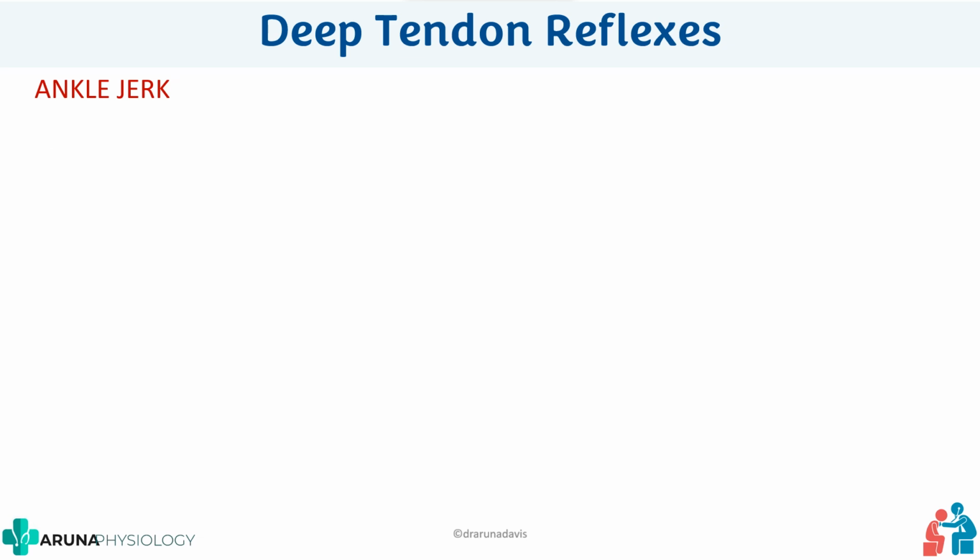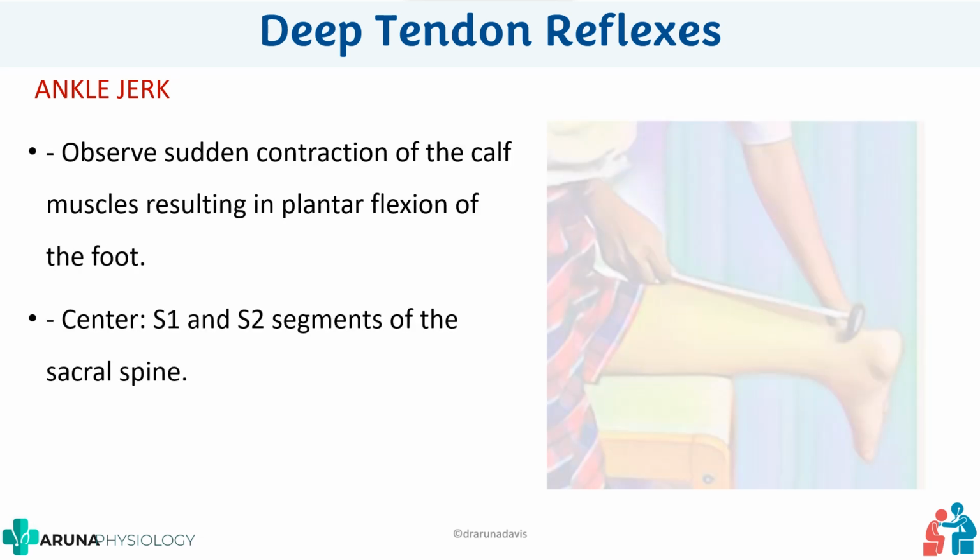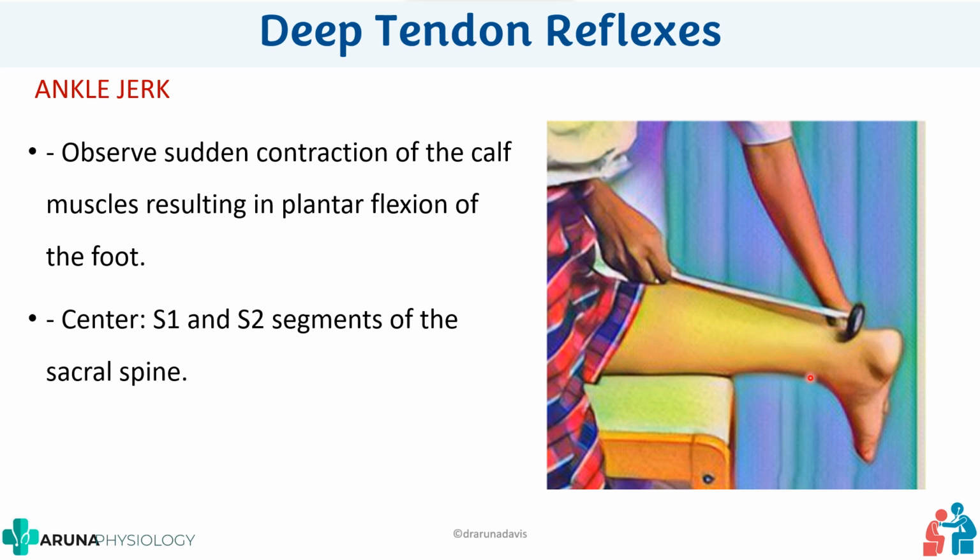Now, how will we do it in a sitting position? You can ask the subject to kneel down on the chair. So, you just have to place the leg on the chair and you can strike over the Achilles tendon using a knee hammer. Remember, here also you have to dorsiflex the ankle. You can see that the examiner's hand here is dorsiflexing the ankle and then striking over the Achilles tendon.